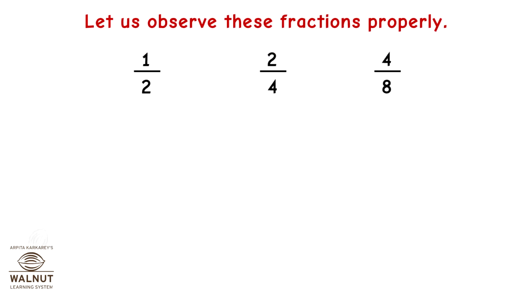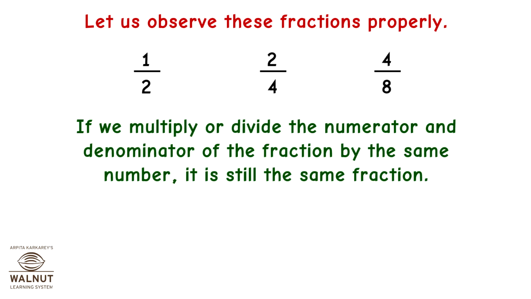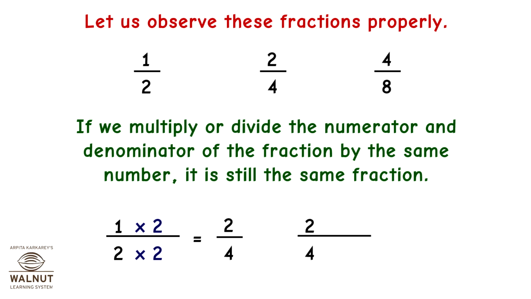Let us observe these fractions properly. 1 by 2, 2 by 4 and 4 by 8. If we multiply or divide the numerator and denominator of the fraction by the same number, it is still the same fraction. So let's take 1 upon 2. 1 into 2 upon 2 into 2 is equal to 2 upon 4. Now 2 divided by 2 upon 4 divided by 2 is equal to 1 upon 2.